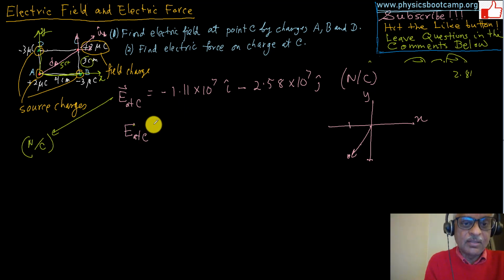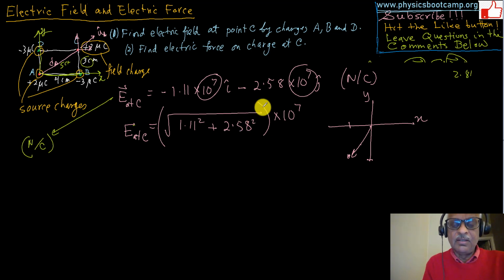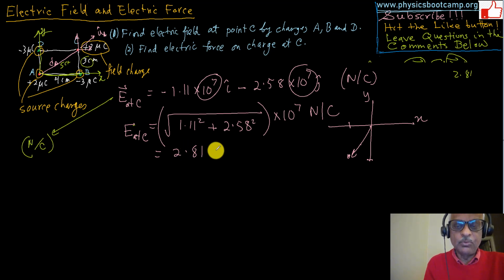E at C is the square root of this square plus this square, and 10 to the 7 is common, so I don't need to do that. This whole thing will be times 10 to the power 7, and it's going to be 1.11 squared. You don't need to carry a negative because the square root is going to be the same thing. And so this will be in the unit newtons per coulomb, and I worked this out, and it's 2.81 times 10 to the power 7 newton per coulomb.